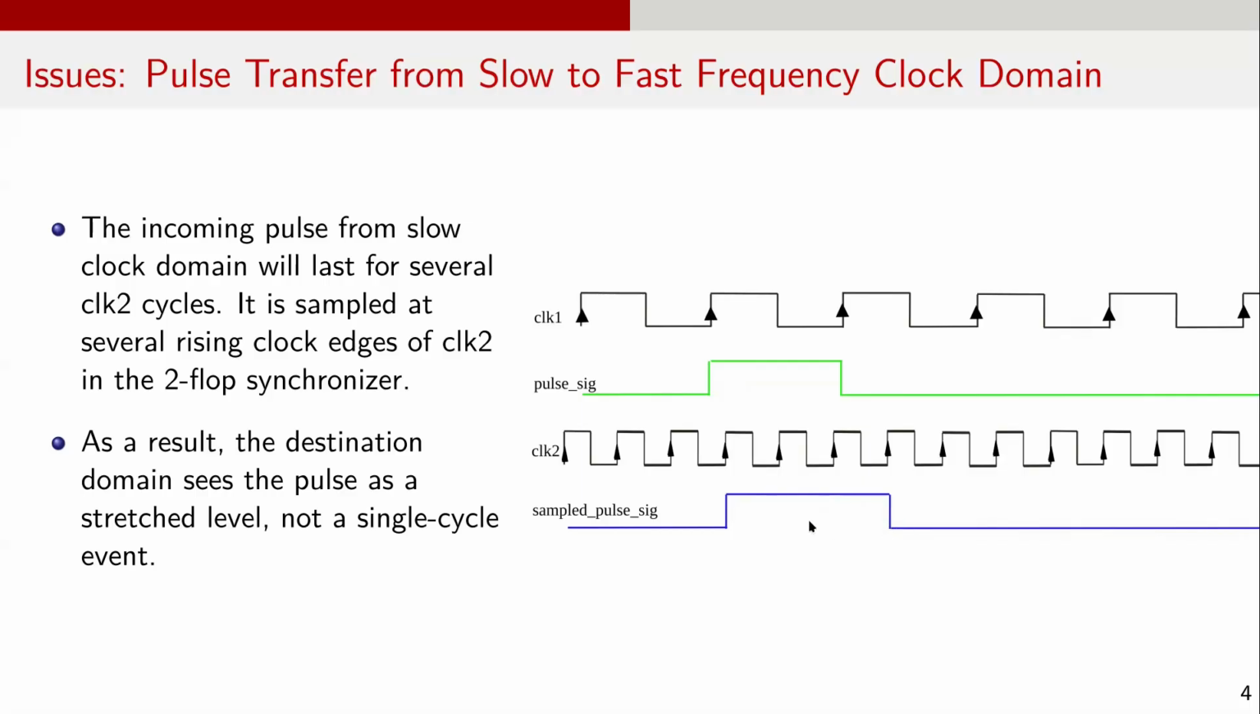As a result, the destination clock domain sees the pulse as a stretched signal, not a single cycle event. This creates a problem. Any logic in the CLK2 clock domain that expects a clean single cycle event may instead react multiple times. In this transfer, the pulse isn't missed, but it is not a clean 1 clock cycle pulse. This makes the downstream behavior unpredictable. So we can see that in both directions, from high to low or low to high, simply using a 2-flop synchronizer is not enough to safely transfer a pulse.